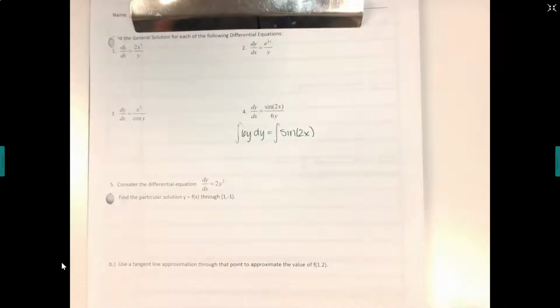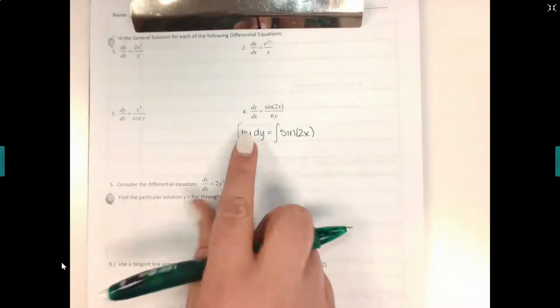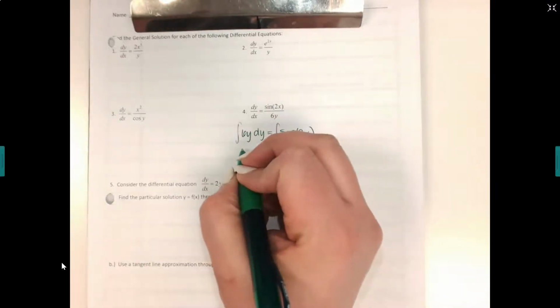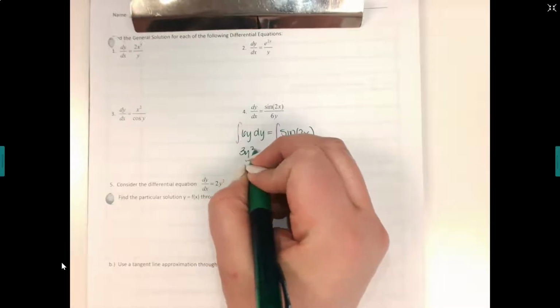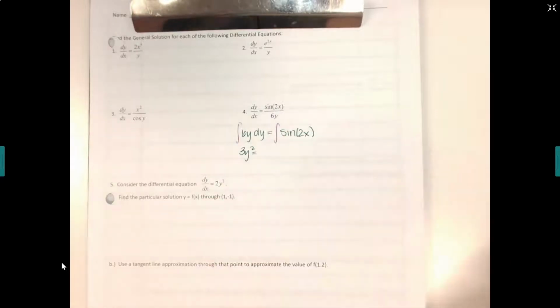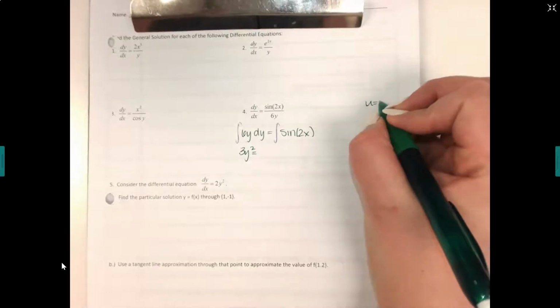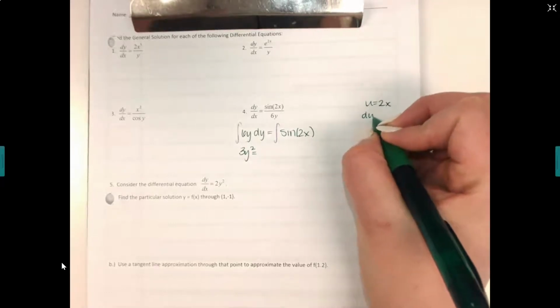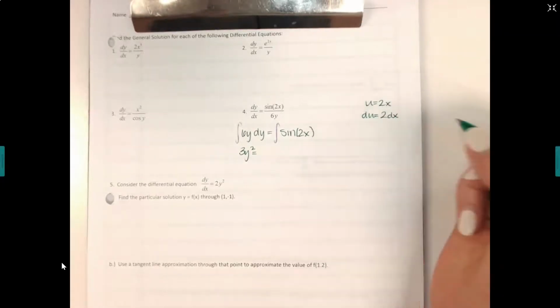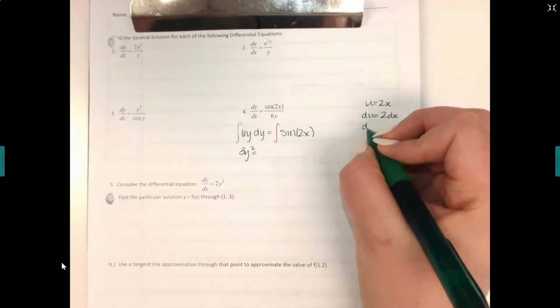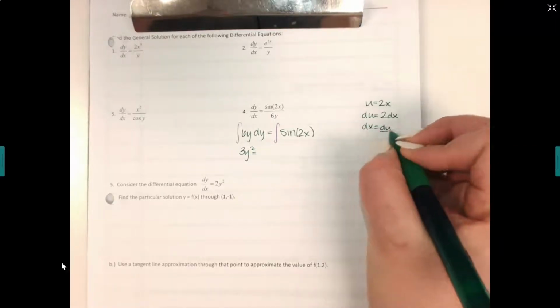Okay, what's the integral of 6y? Y squared. Then on this side, you're going to need u sub, because you're not just integrating sine x, you're integrating sine 2x. So your u is going to be 2x. Your du is going to be 2dx, which means your dx is du over 2.